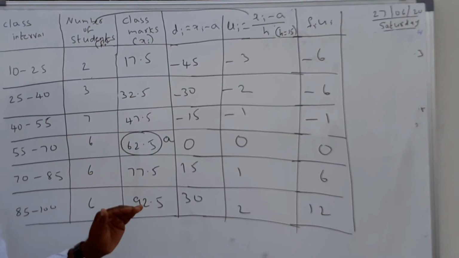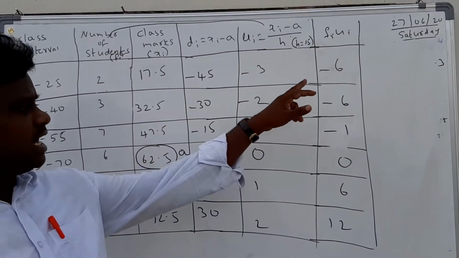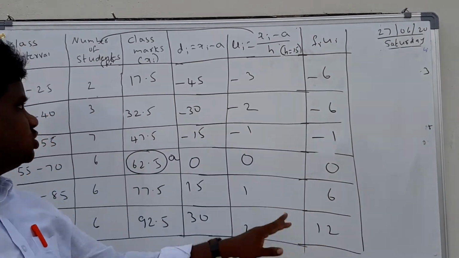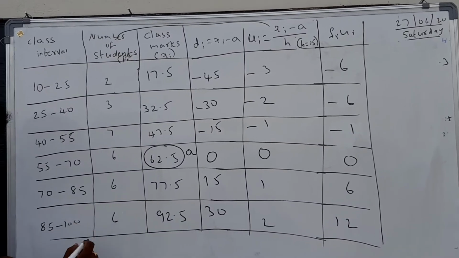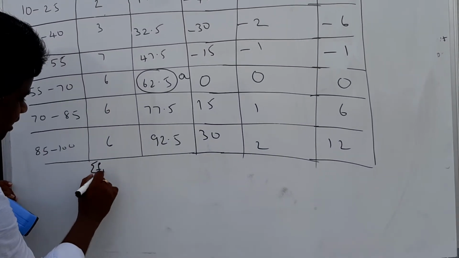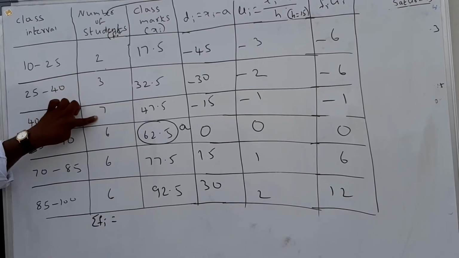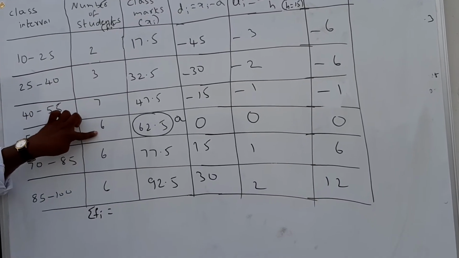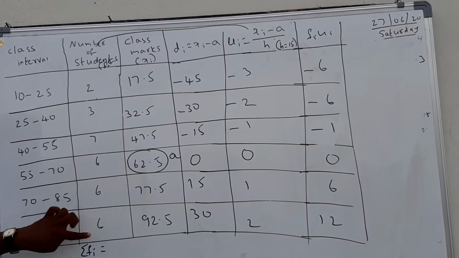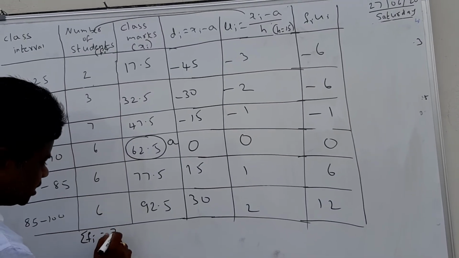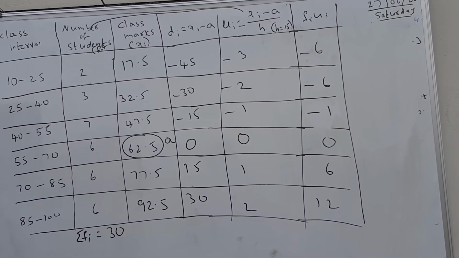So after calculating the table, we have to add all the sigma fi ui values and also the sigma fi values. First I am adding sigma fi, that is the sum of frequencies. 2 plus 3 is 5, 5 plus 7 is 12, 12 plus 6 is 18, 18 plus 6 is 24, 24 plus 6 is 30. That is, sigma fi is equal to 30.